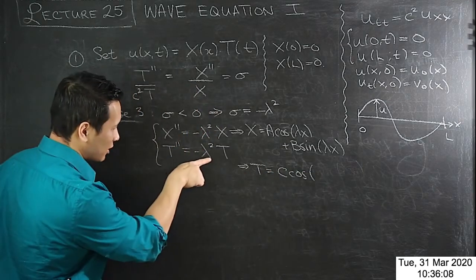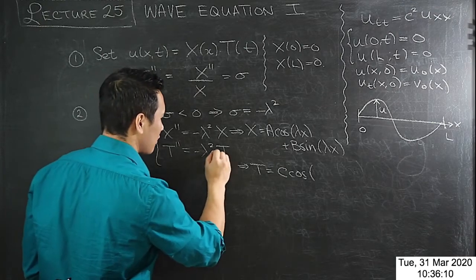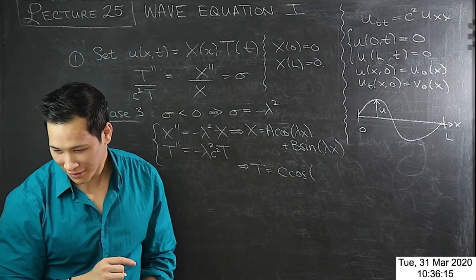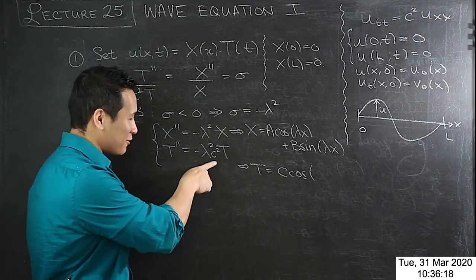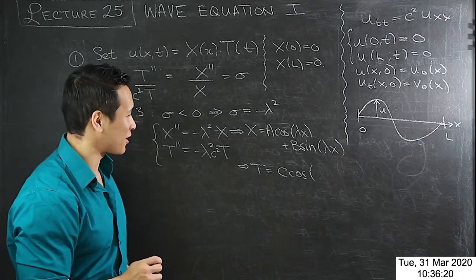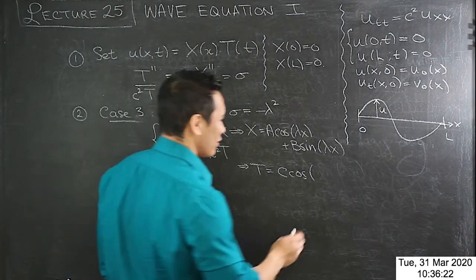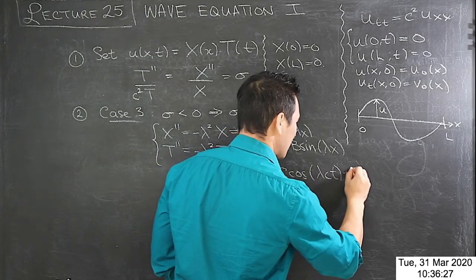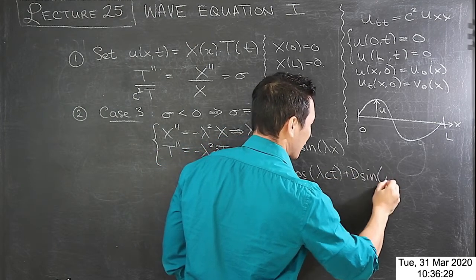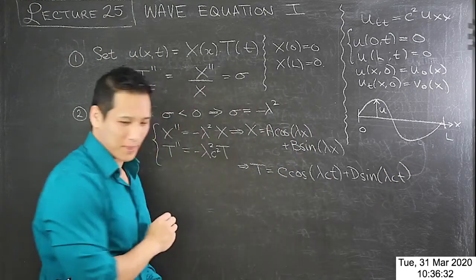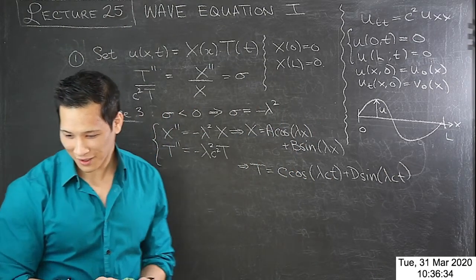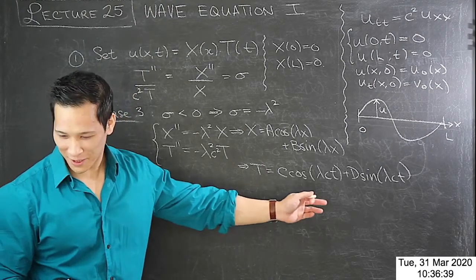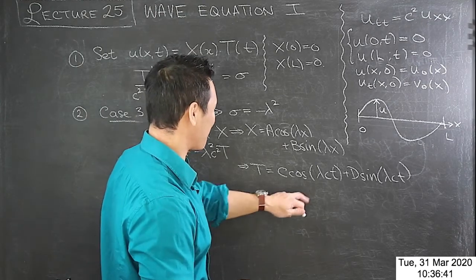And then, oh, I have to be a bit careful. I'm missing a C squared. I think if I look at the chat, someone would have reminded me. You didn't remind me that I forgot this C squared. But there is a C squared there. This should be C times cosine of lambda CT plus D times sine of lambda CT. Okay. Someone did eventually remind me, but I don't know whether that came before or after.